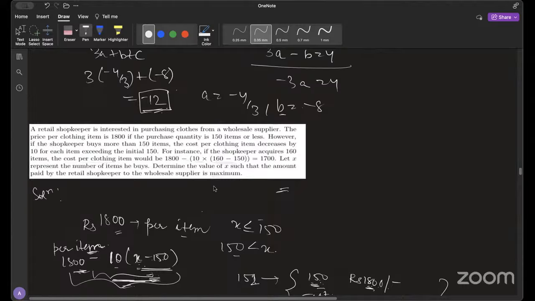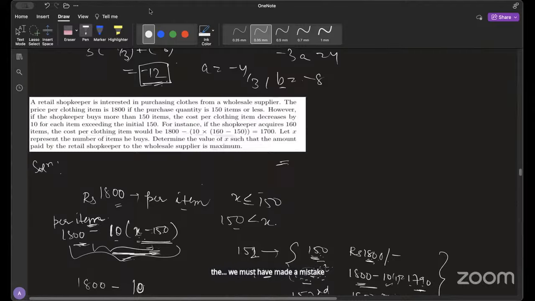Ma'am, if we don't find the roots and we are applying minus b by 2a, then we are getting 240 as the answer. Yeah, that's what I'm looking for. We must have made a mistake somewhere then. Ma'am, I think when we were forming the final equation, 1800, I guess there is something missing in that.